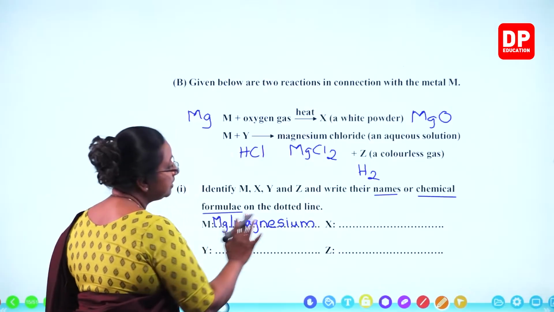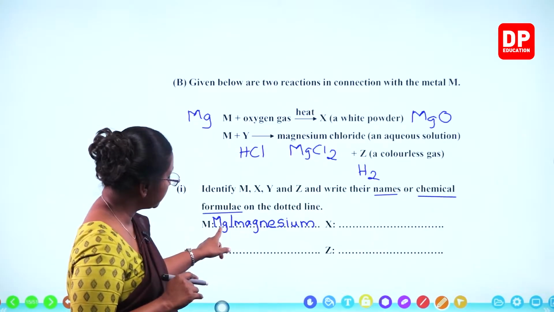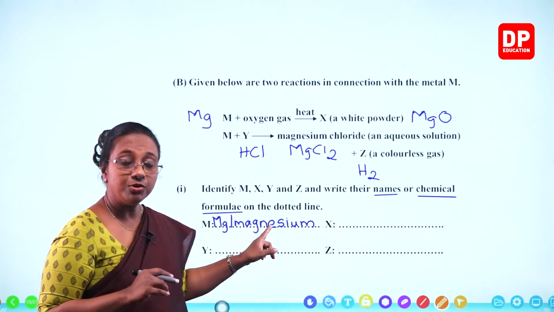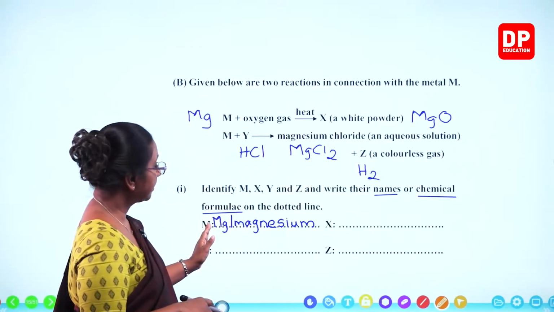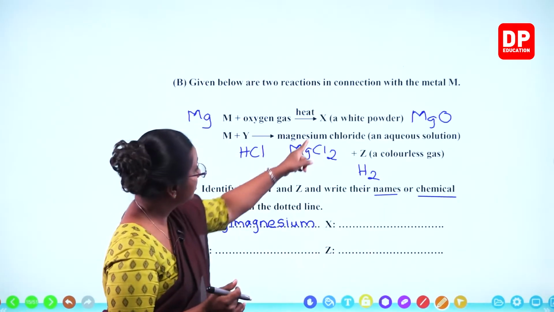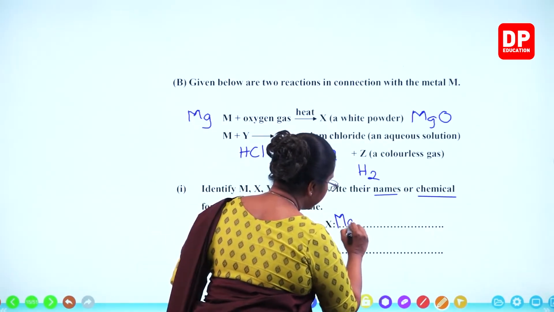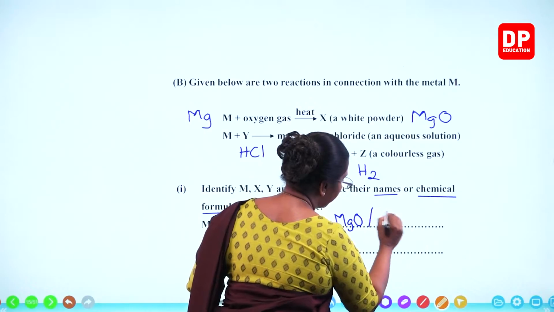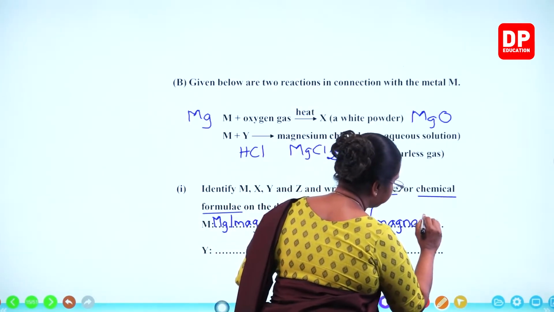So I am writing both. You can just write one. You can either write Mg or magnesium, and you don't have to use the same format for all. Here you can write the chemical formula, here you can write the name. That's also fine. So X, we have already found it as magnesium oxide. So again Mg, or you can write it as magnesium oxide.